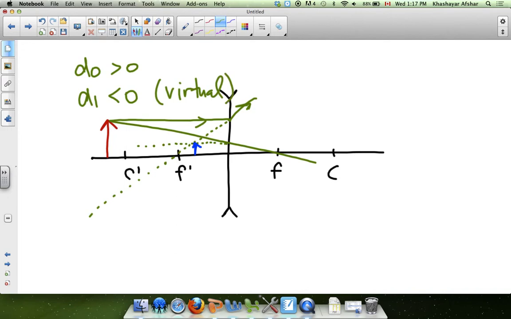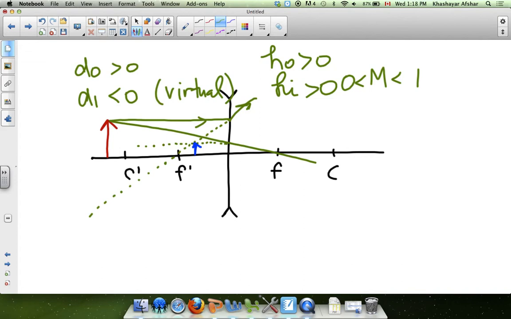As for the height of the object, it's right side up. The image is also right side up. However, the magnification, what can we say about it? We can see that it's smaller, but we know it's positive because it has the same orientation as our object. So in this case, the magnification is going to be less than 1, but definitely greater than 0 because it's not negative. So the magnification is less than 1 and greater than 0.